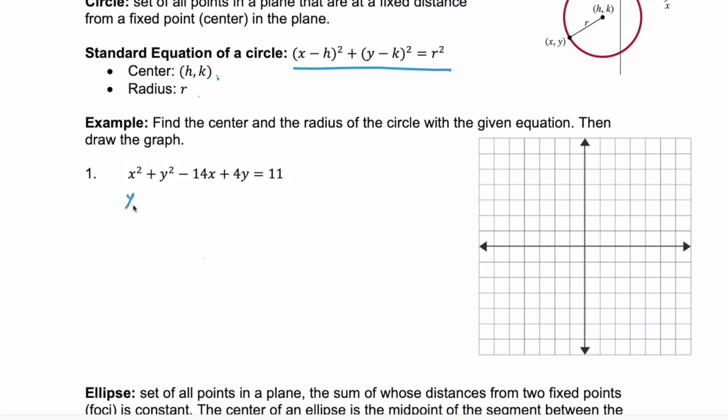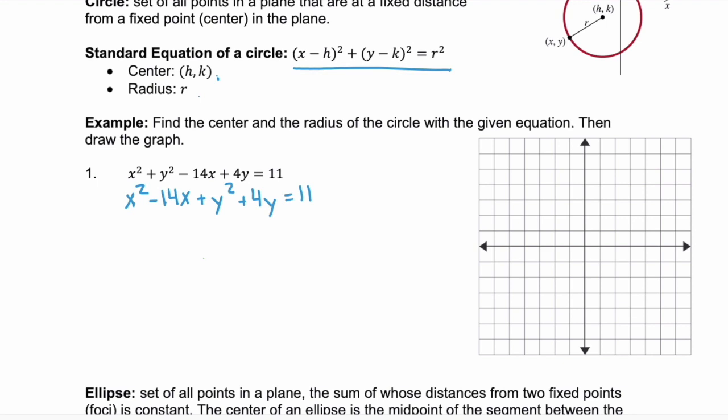Our first step is to rearrange our variables so that the like variables are next to each other. That'll give us x squared minus 14x plus y squared plus 4y equals 11. Now, we're getting a little bit closer, but these first two terms aren't able to be factored into a binomial squared. In order to do that, we have to complete the square for the x variables and for the y variables. So we need to complete the square twice.